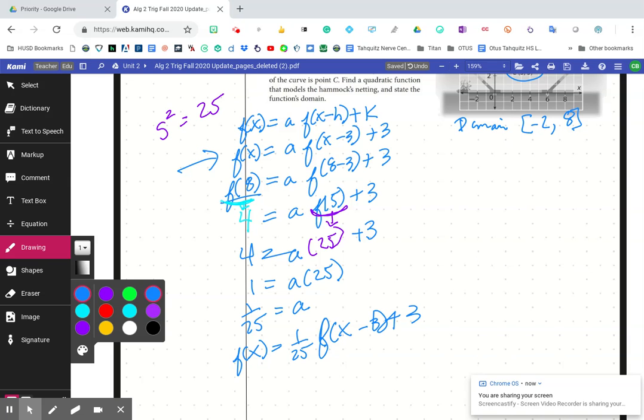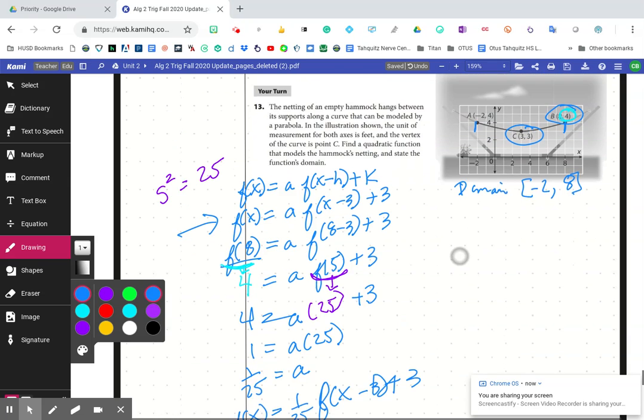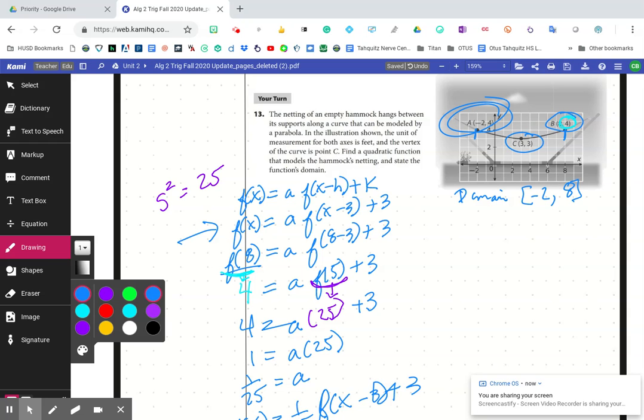I could check my work. I'm going to choose not to this time, but I could check my work by plugging this point in and making sure that it works out.